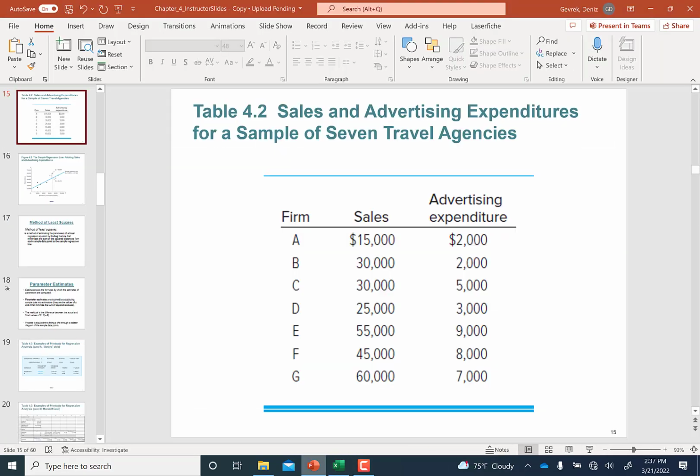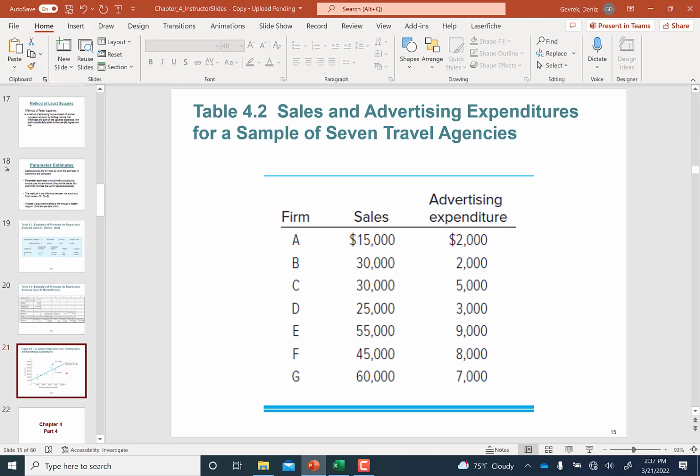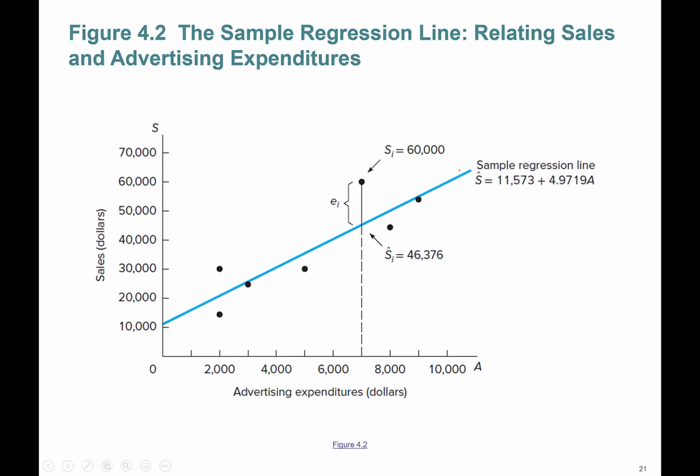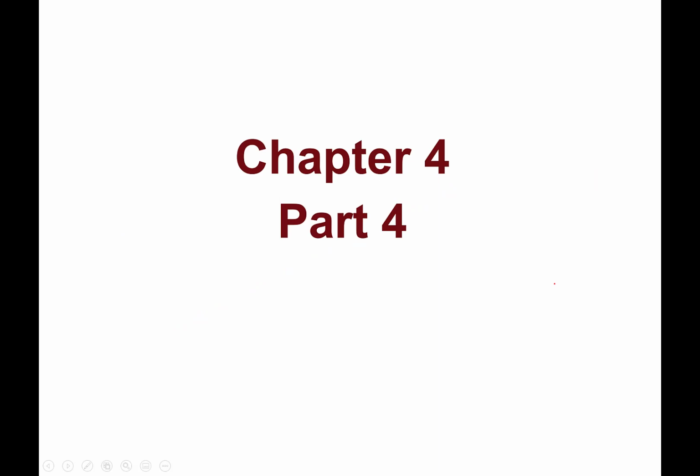And let's go back to our results. So what we did is we estimated this line by running that simple regression. Okay, so this is it. It's not that hard. Now next we are going to see some interesting stuff in part 4. I'll see you in part 4.